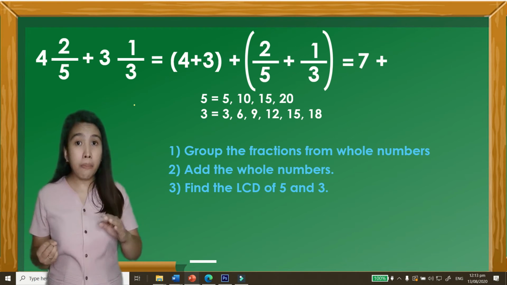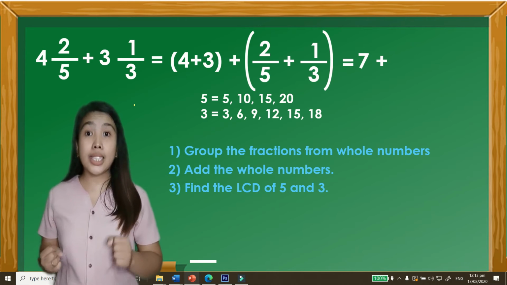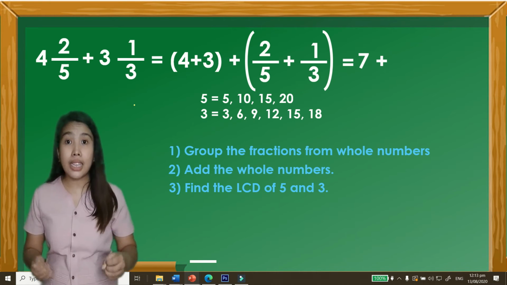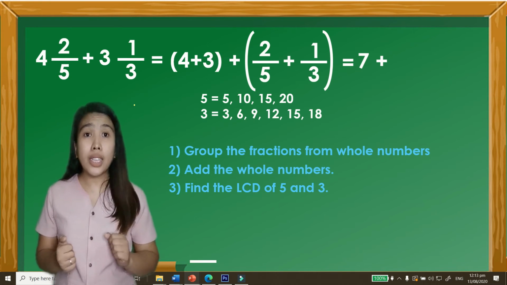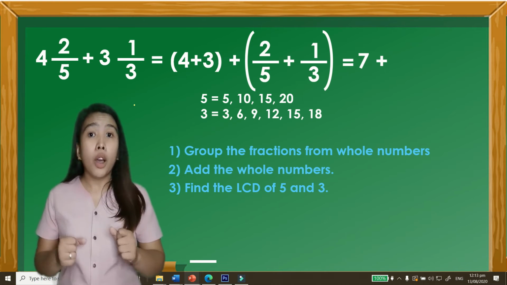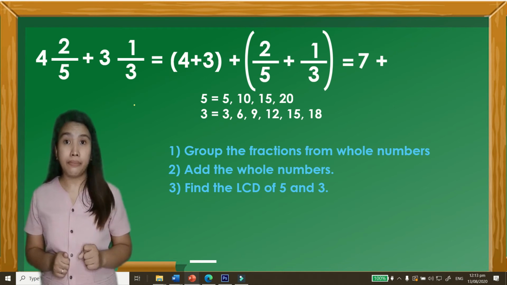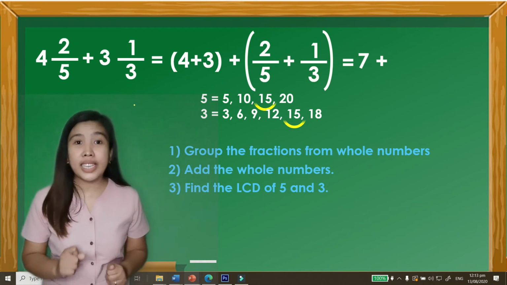So multiples of 5 are 5, 10, 15, 20, and so on. Multiples of 3 are 3, 6, 9, 12, 15, 18, and so on. Now, what is the smallest multiple of 5 and 3? Very good. That would be 15.